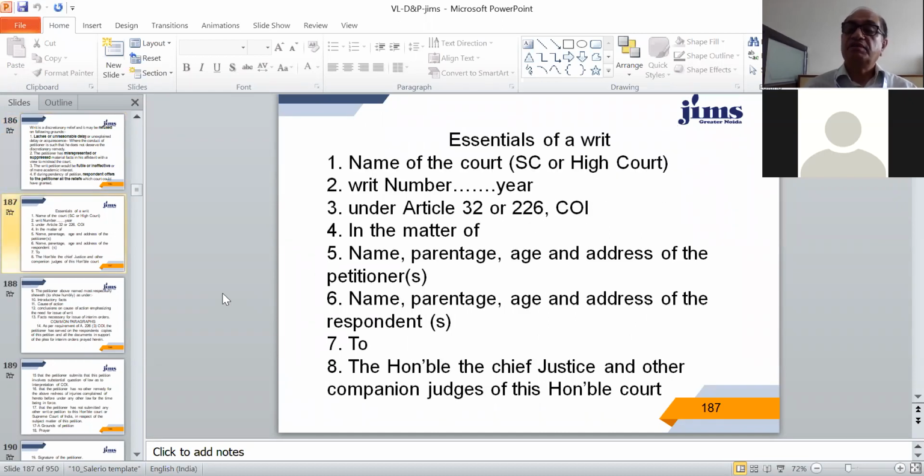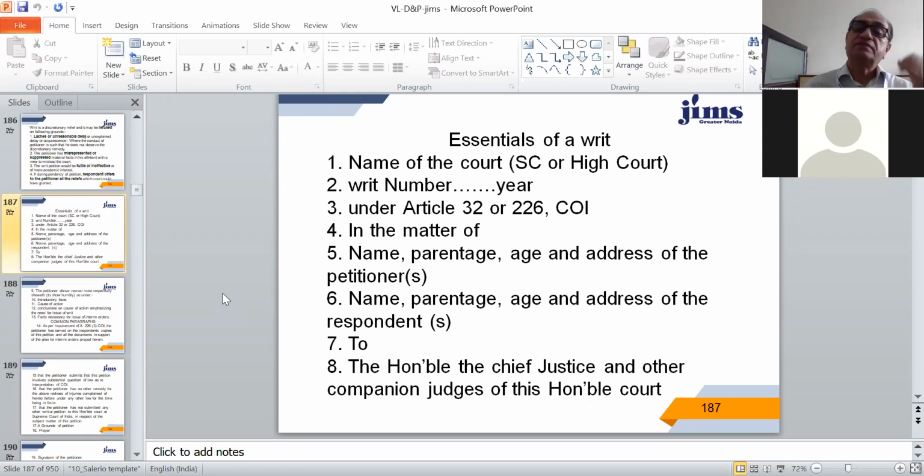Now, with this background knowledge in mind, we will dwell upon what are the essentials of a writ. First of all, the name of the court you have to choose. Either you are going to file your writ in the Supreme Court or in the High Court. Then the writ number, dash dash of the year, you will write down. Then the heading will be under Article 32 if you are going to the Supreme Court, or Article 226 if you are going to the High Court.